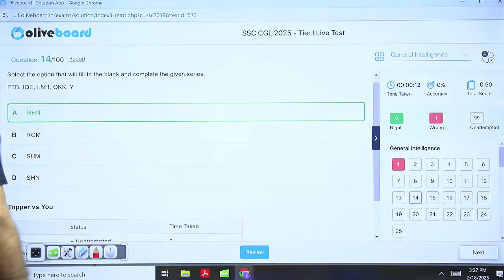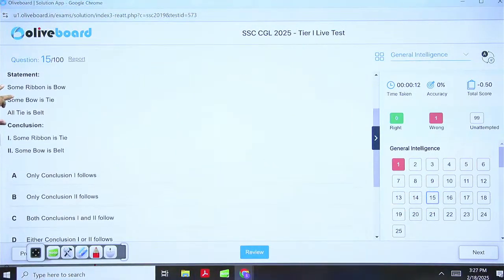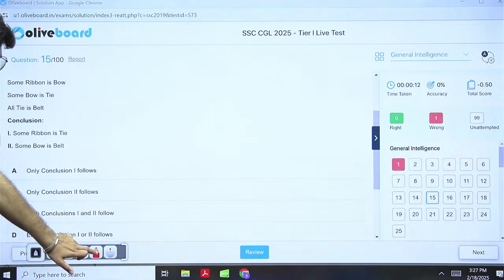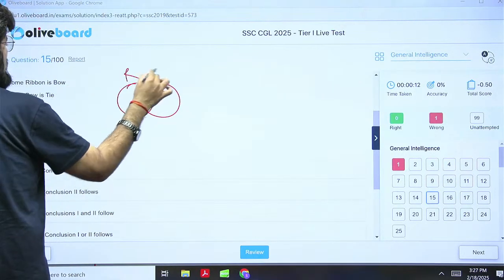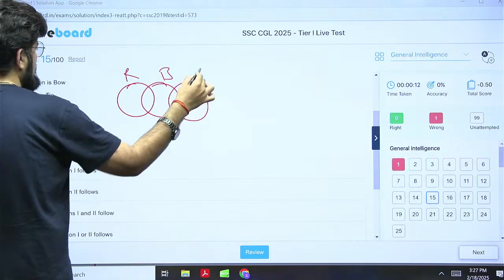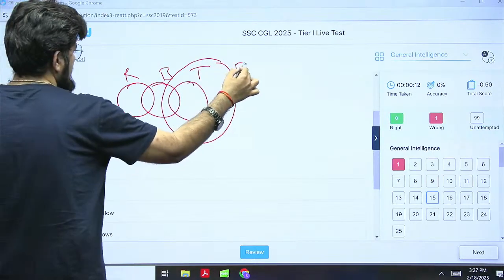Extremely easy question. Next one, question number 15. Oh, syllogism based question. Let's see what happens here. Some ribbon is bow. Some bow is tie. All tie is belt.